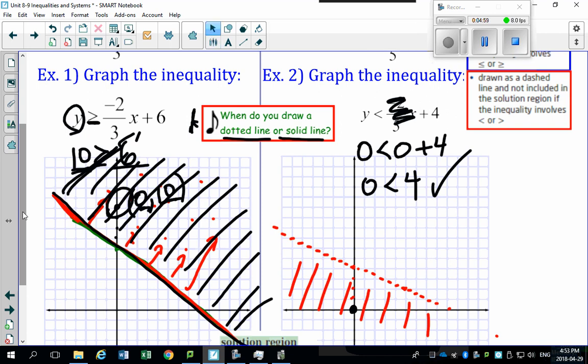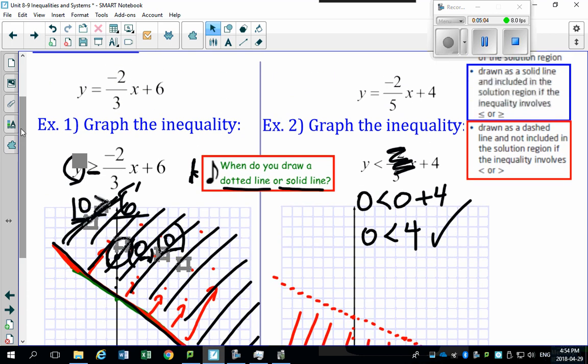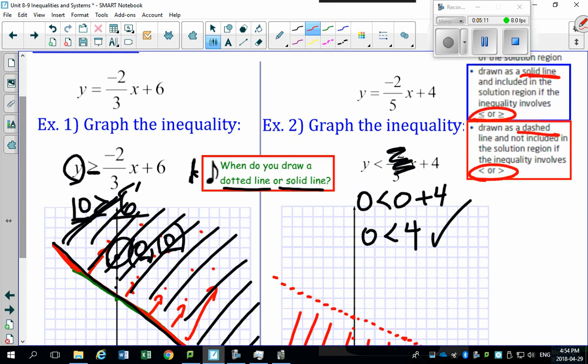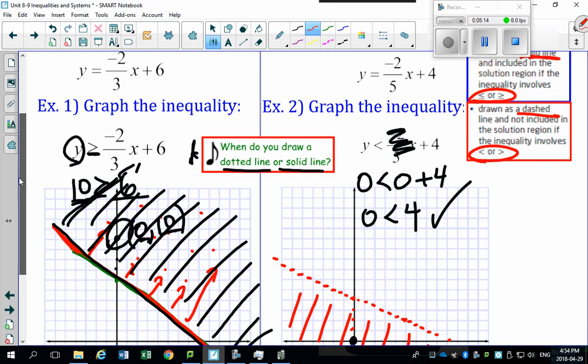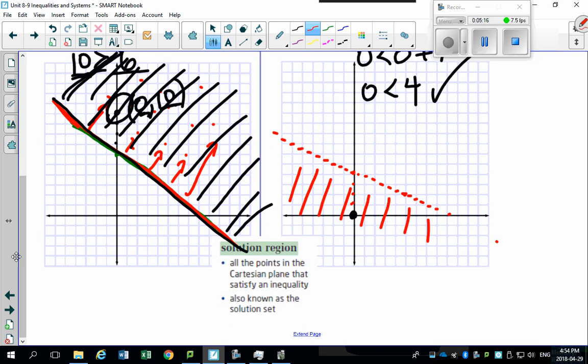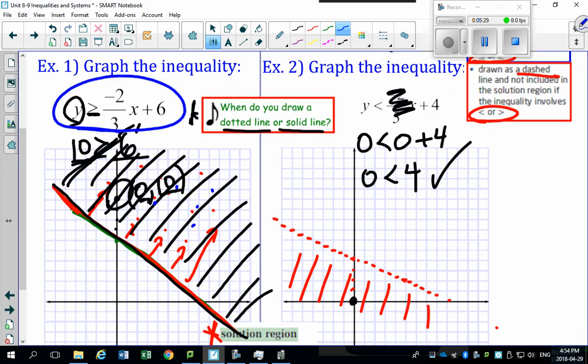That's what I love about this particular section. Now, again, let's do a quick review. You draw a solid line if you've got one of these. You draw a dashed line if you've got one of those. Now, here's another part. This shaded part is actually called the solution region. Why is it called the solution region? Because any point in this shaded area solves this inequality. That's why I chose a test point here of 0, 10. And we tried it and it worked.